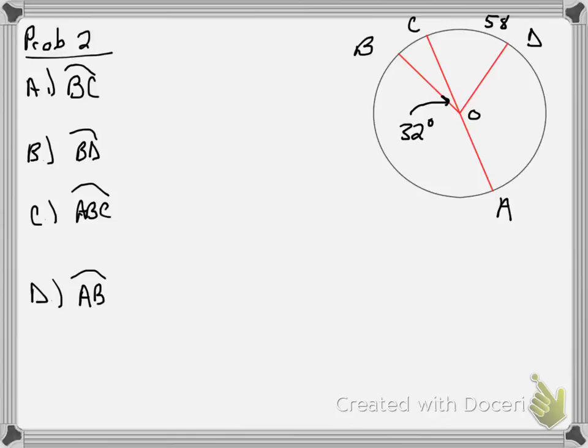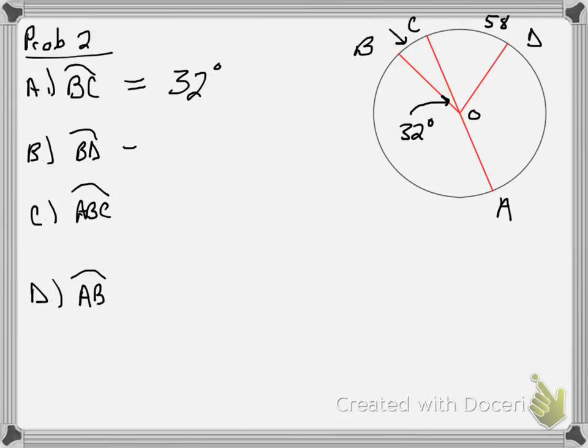Problem 2, the thing we need to remember is when you have central angles, the measure of the arc, not the length of the arc, equals your central angle. And you can use the fact that circles are 360 degrees to get that. If we're looking at arc BC, what is the central angle that matches it? Well, 32 degrees matches it, so BC is also 32 degrees. That's the measure of the arc.